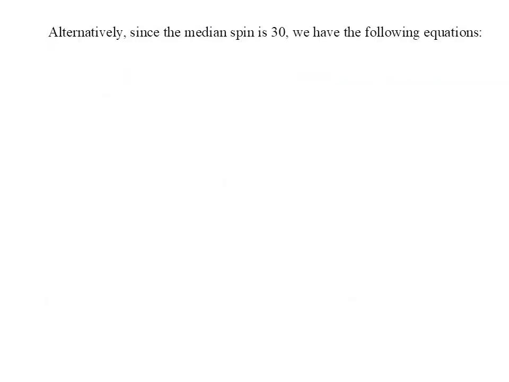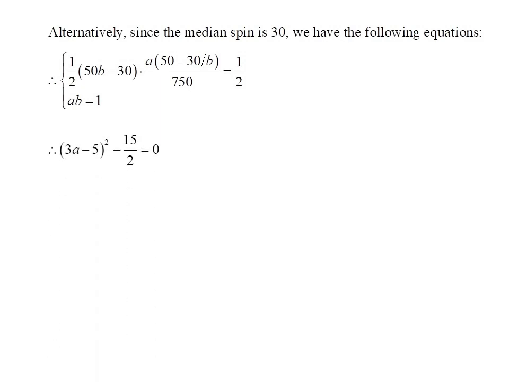Here we present you an alternative approach for part H of this question. Since the median spin is 30, 1 over 2 times (50b minus 30) times a times (50 minus 30 over b) over 750 equals 1 over 2, and a times b equals 1. After rearranging and simplifying, we have (3a minus 5) squared minus 15 over 2 equals 0.